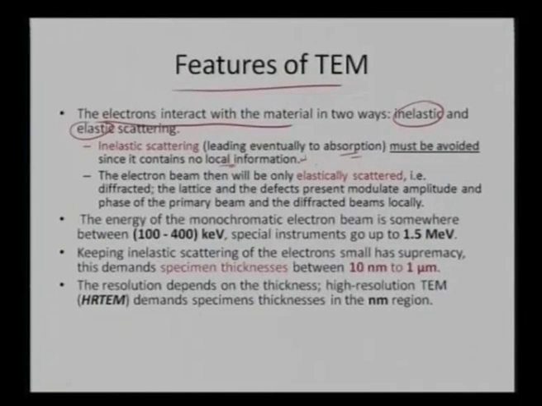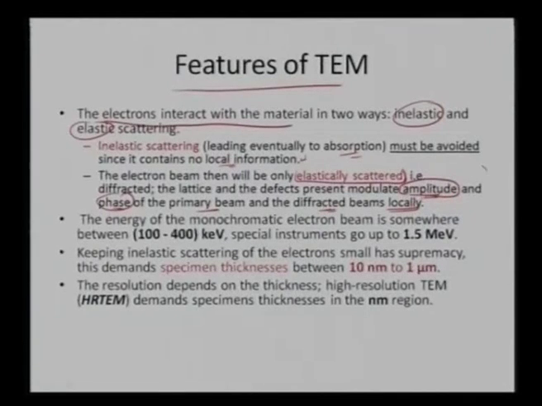But if I let it interact elastically, or elastic diffraction can occur, then I can modulate either its amplitude or its phase with respect to the primary beam. So I can get information from either defects or the lattices. From that I can get what kind of amplitude change or phase change occurs with respect to the primary beam, and so I can extract the information from the diffracted beams about what is happening locally.